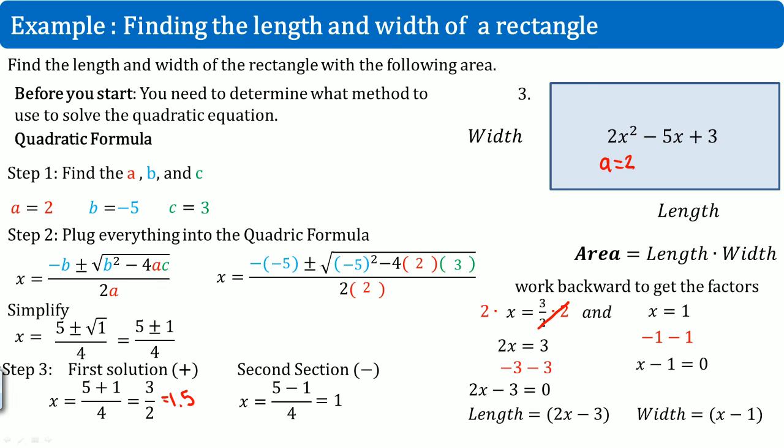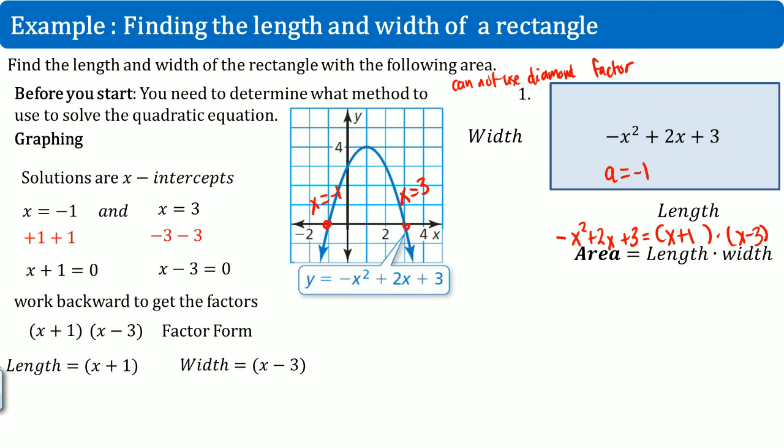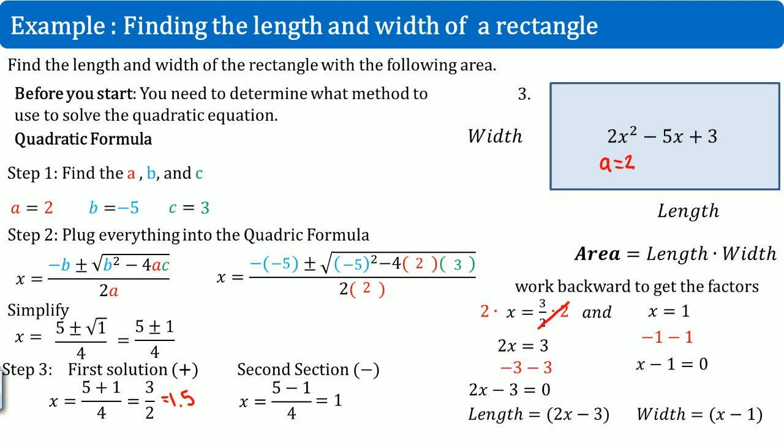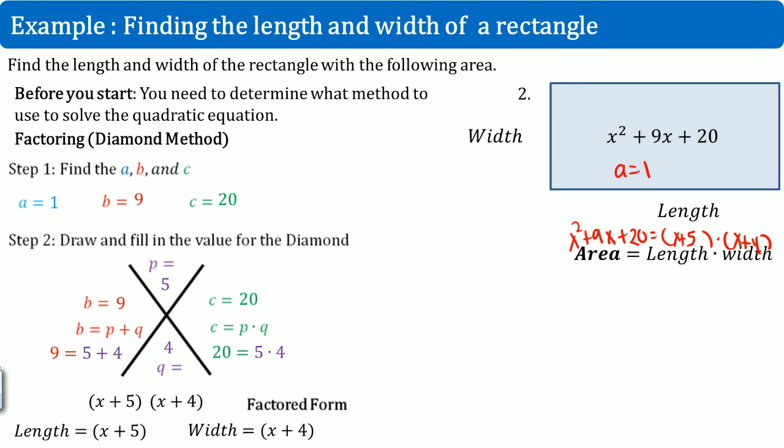There you go. That is everything that you need to understand. I showed you one example where you use the quadratic equation, one where you use the factoring method, and one where you use the graphing method. The graphing method and the quadratic equation gave you the solution automatically, so you actually had to work backwards to get the factors. Likewise, vice versa, the diamond method is the easiest when it comes to finding the factors because it automatically pumps out the factor form once you factor it using the diamond method.